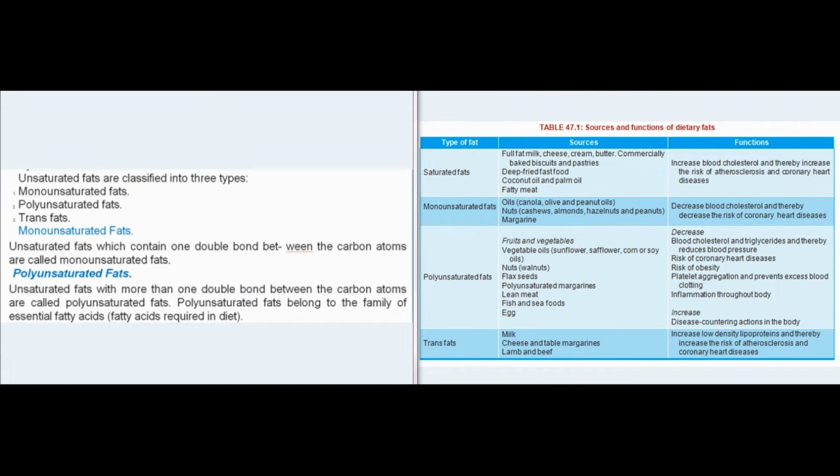Unsaturated fatty acids are fatty acids formed by dehydrogenation of saturated fatty acids. Unsaturated fats are classified into three types: monounsaturated fats, polyunsaturated fats, and trans fats. Monounsaturated fats. Unsaturated fats which contain one double bond between the carbon atoms are called monounsaturated fats. Polyunsaturated fats. Unsaturated fats with more than one double bond between the carbon atoms are called polyunsaturated fats.